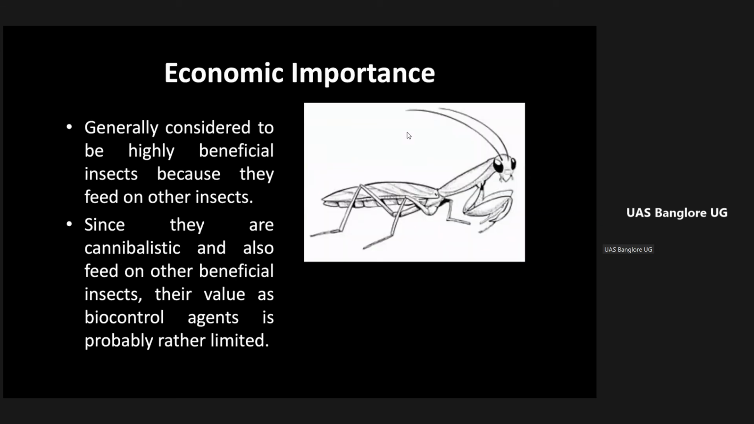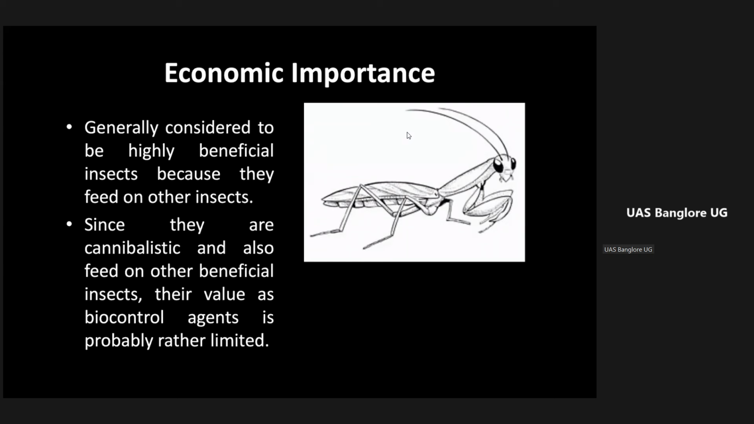Economic importance. Coming to their economic importance, most of the insect orders you should know what is their economic importance, because we are all human beings and we are all looking for some useful things from the insects. Selfish people. So, can we use these praying mantids for our economic importance? Yes, definitely we can use them for control of pests, because they are general predators.